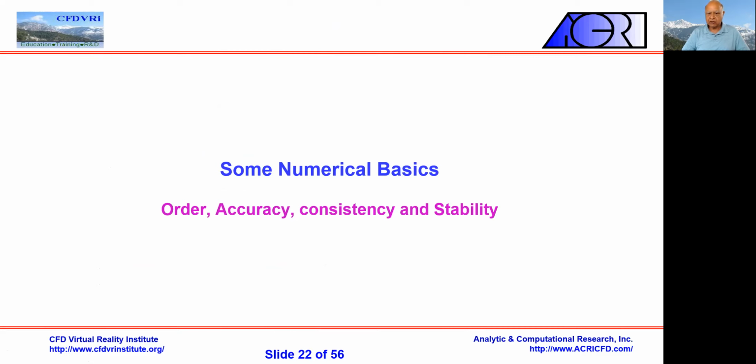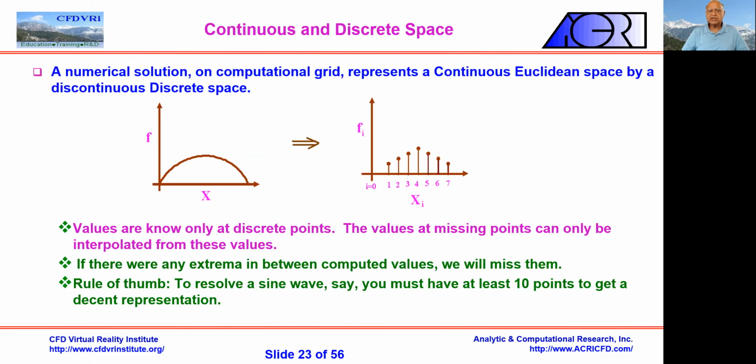These are the issues of order, accuracy, consistency, and stability. So let's first look at the order. What's the order of a scheme? A numerical solution on a computational grid represents a continuous Euclidean space by a discontinuous discrete space. Here is the continuous Euclidean space. Here is what we know. We only know the value at these points, 6 points, 7 points. We don't know what's going on between these points, right?